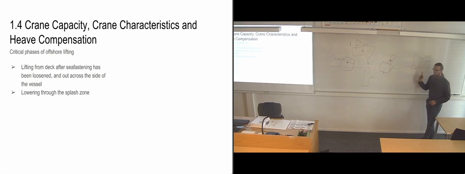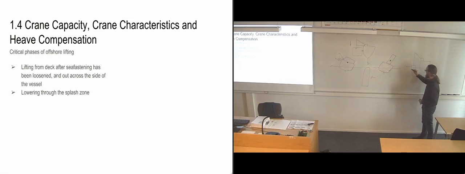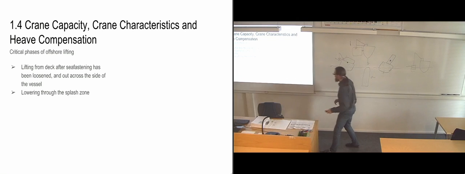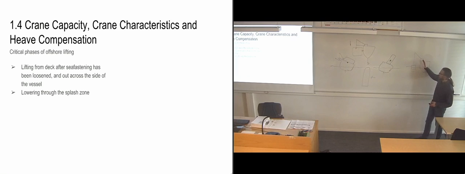If it has a large enough cross-sectional area, it's going to get quite a lot of hydrodynamic mass underneath it when you start lowering it down. And it's also going to get quite a lot of damping. So that means that while the ship is tilting this way, it's going to put a lot of tension on the lifting wire, because it also suddenly has to lift the hydrodynamic mass.